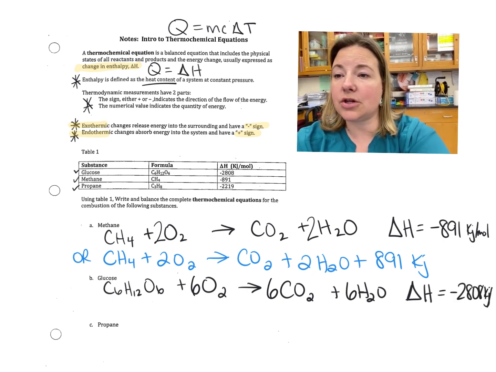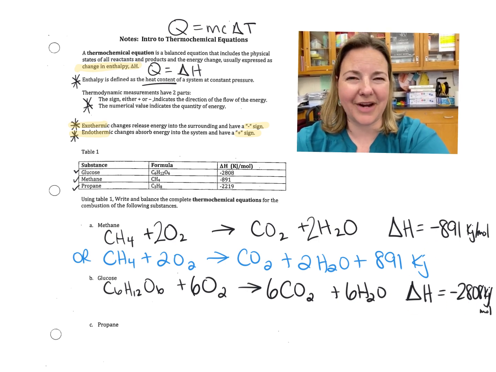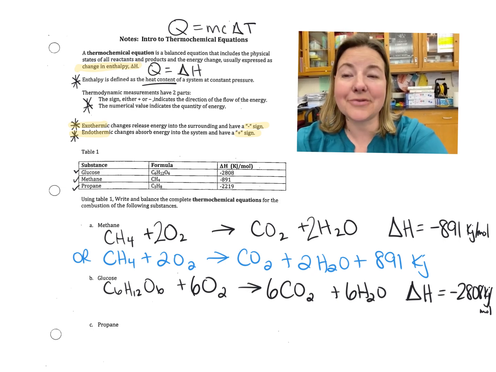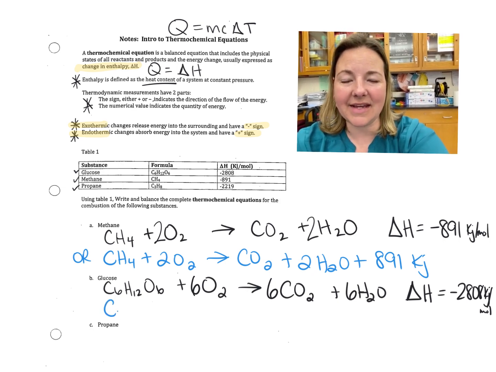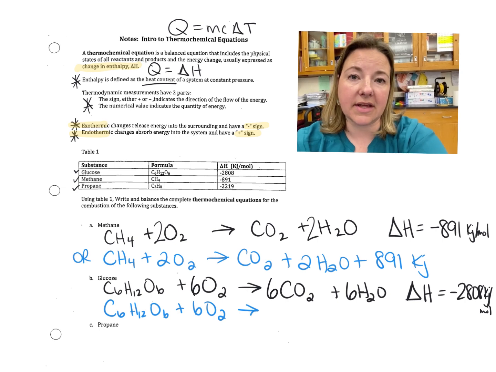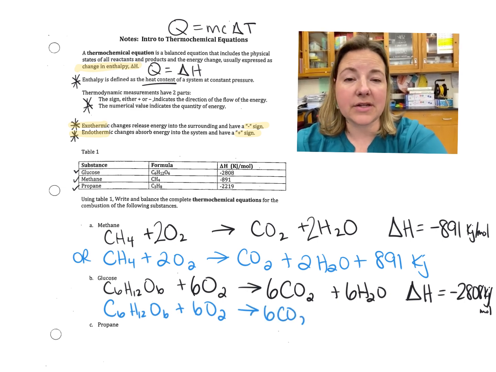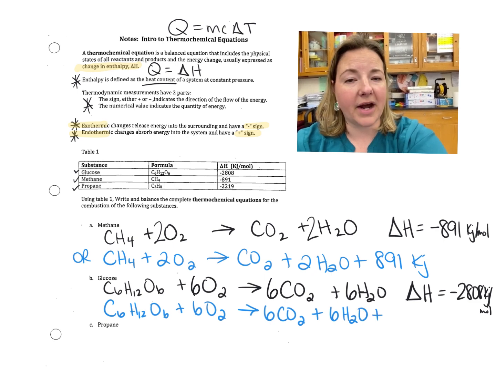Oh, I'm sorry, methane should have been negative 891. So ignore what I was saying. I did write it correctly, 891. So now the next one, glucose, is 2,808. That's a negative, and then we are going to rewrite the equation again, but we're going to put the actual number into the equation. Again, it's exothermic, so that means energy is a product, so we're going to put the energy on the product side.